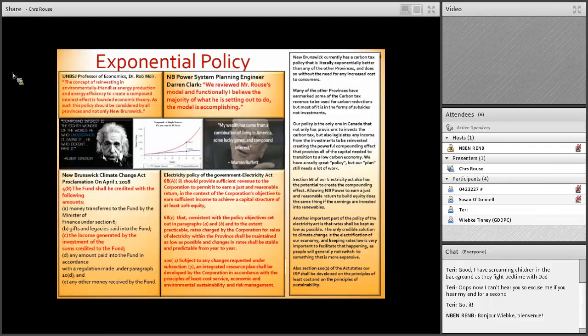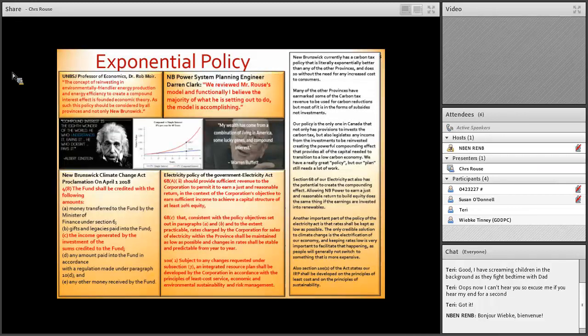If we look to the bottom left, that's a quote from the new Climate Change Act, and I'll just show you where this reinvestment piece comes in. So this says the fund will be credited with the following amounts: the money transferred to the fund by the Minister of Finance, and that's the existing gas tax that they're repurposing. But Section C is the really important part, and we're the only province that has legislated that part of the plan, and it's really good because that creates this exponential policy.